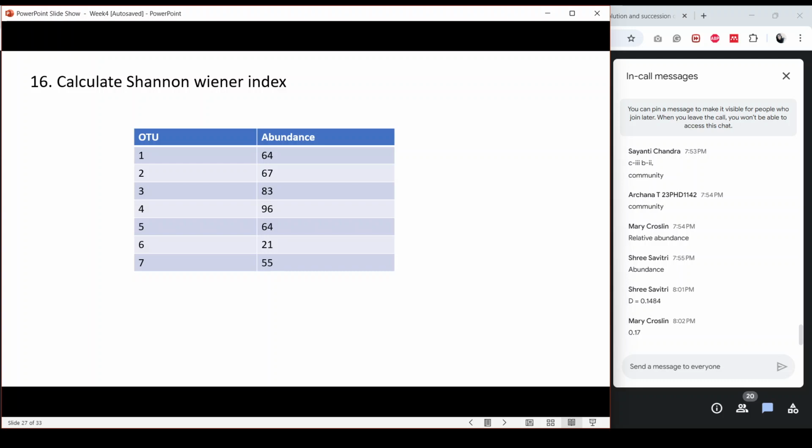So this is question number 16. Calculate the Shannon-Wiener index. I'll give you 5 minutes to do so.